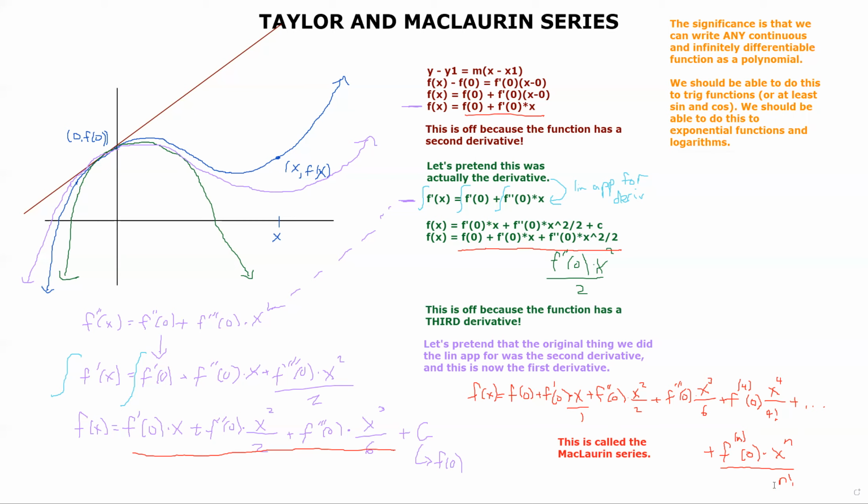Technically, this is over 0 factorial and over 1 factorial and over 2 factorial. 0 factorial, by the way, we define as equal to 1. It is not equal to some impossible to figure out thing. We define it as being equal to 1. Plus f quad prime of 0 times x to the 4th over 4 factorial plus etc. And hopefully we'll get the idea by the time we get there.